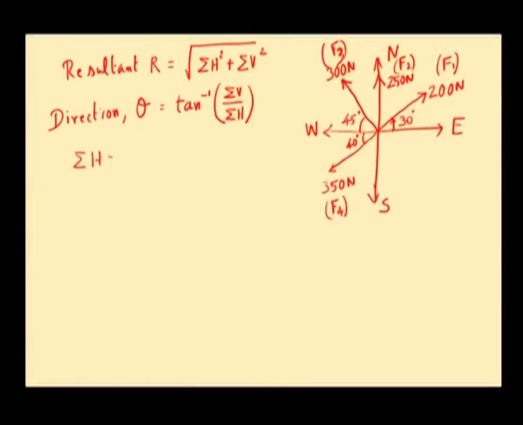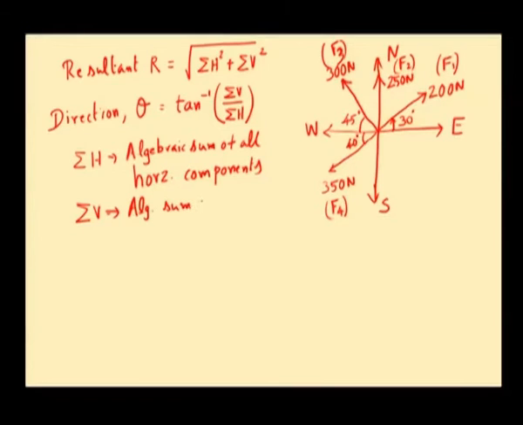Sigma H is the algebraic sum of all horizontal components of the forces, and sigma V is the algebraic sum of all vertical components of the forces. So, here 4 forces are acting, we need to find out the algebraic sum of all the horizontal components of the forces as well as the algebraic sum of all the vertical components of the forces.